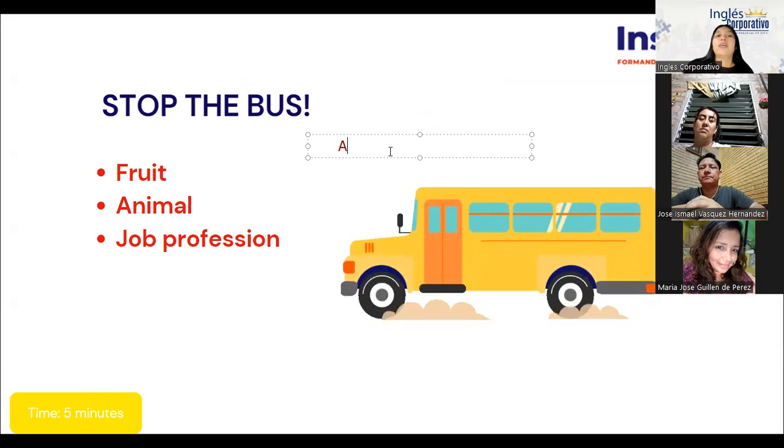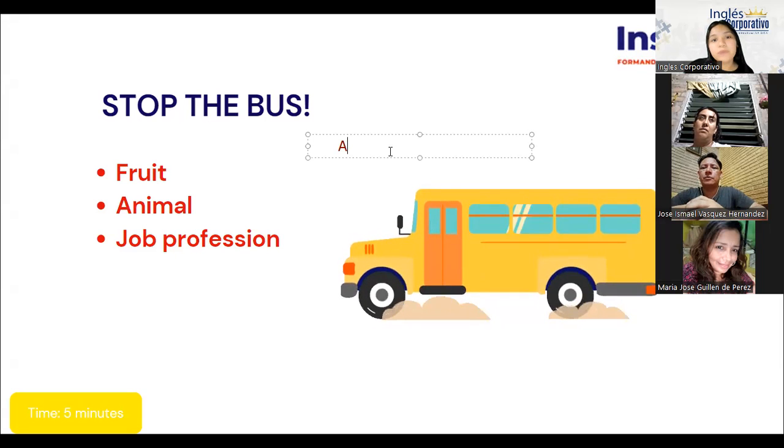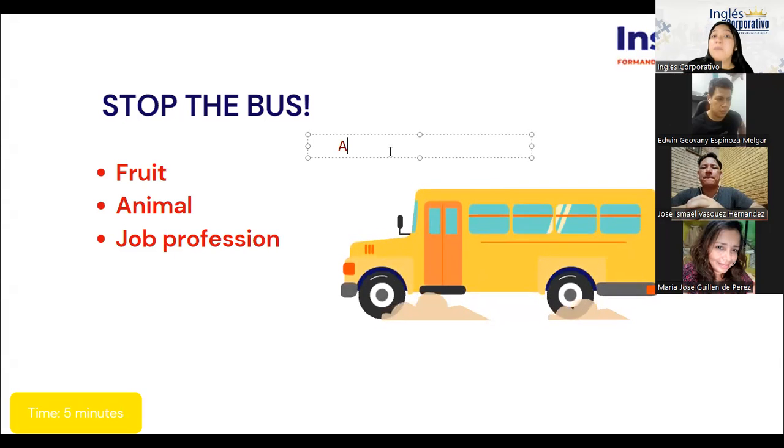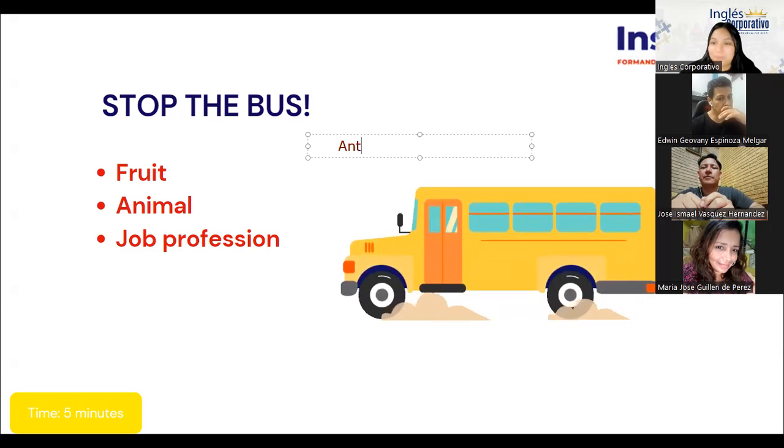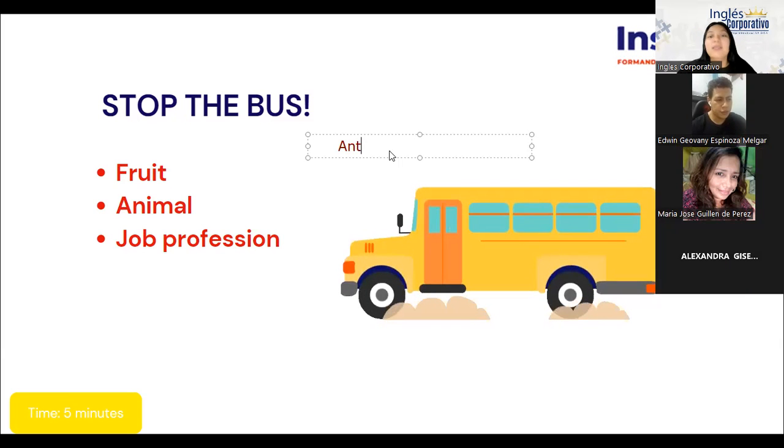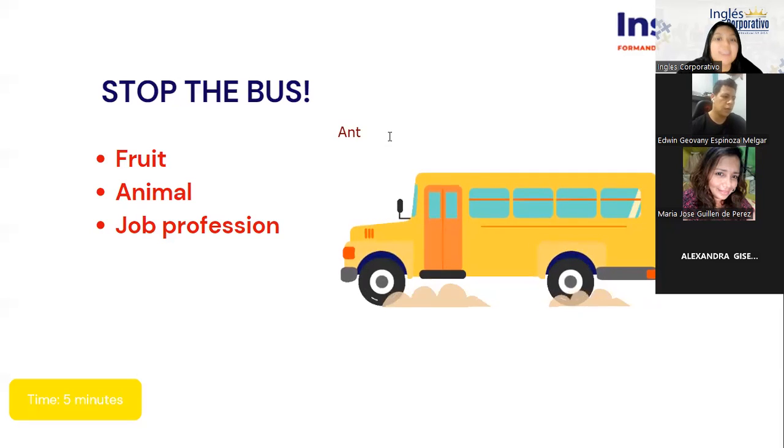So, for example, si decimos fruit with the letter A, ¿qué fruta se le viene a la mente? Apple. Animal, un animal con la letra A. Ant. Very good. ¿Cómo se dice hormiga? Ant. ¿Y una job profession with the letter A? Architect. Very good.